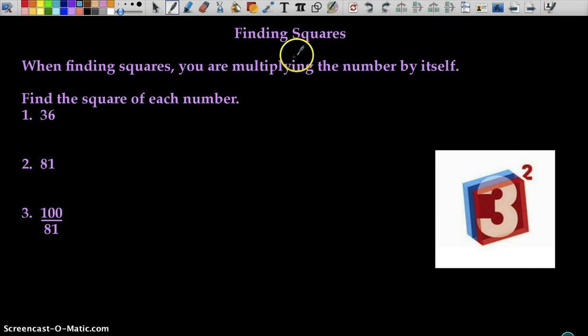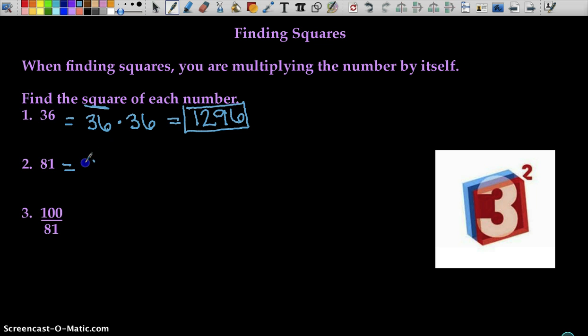Now finding squares. So if this says find the square of each number, what that actually means is we are taking 36, multiplying it by itself. Okay, so we take that 36, square it, and we get 1,296. This is the square. All right, now here, 81. That means 81 times 81. And when we do that, we end up with 6,561. So this would be your square.